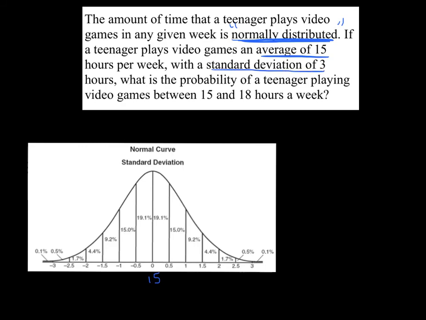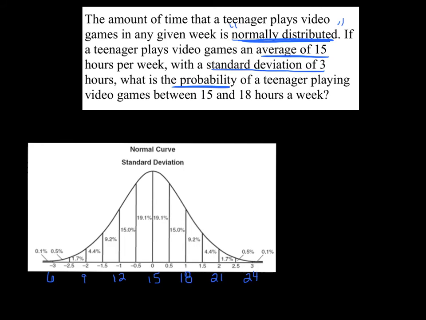So I'm just going to start adding. I'm going to say, well, the 1 is 18, the 2 is 21, the 3 is 24. If I start subtracting the 3, that's going to put me at 12, 9, and 6. Okay, what is the probability that a teenager plays video games between 15 and 18?